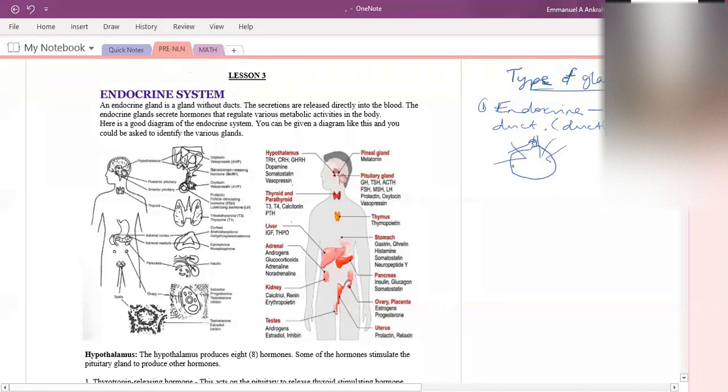The vessels will be going in and out, blood vessels going in and out of it. Okay, so no duct. It has a lot of blood vessels going in and out. Okay. And then two, the other one is an exocrine.